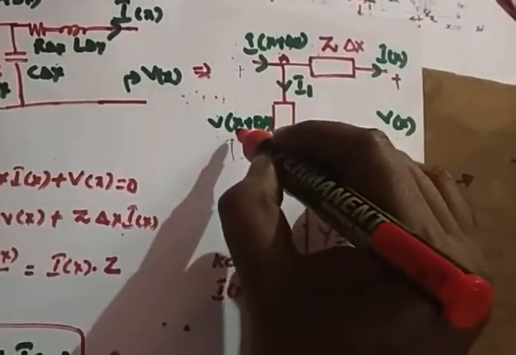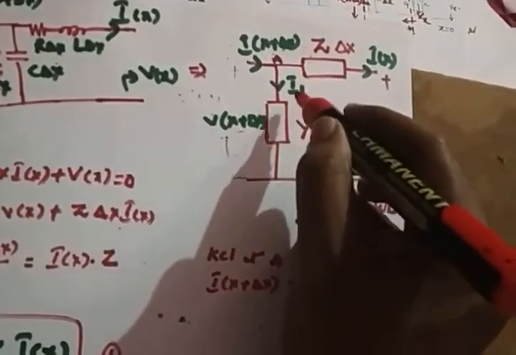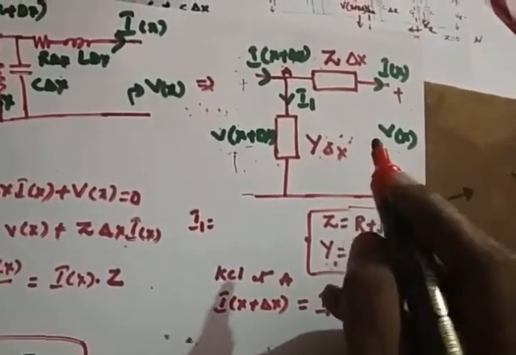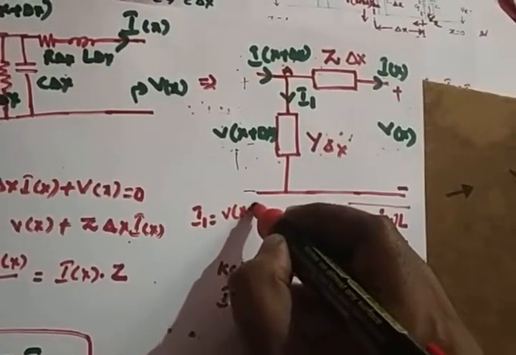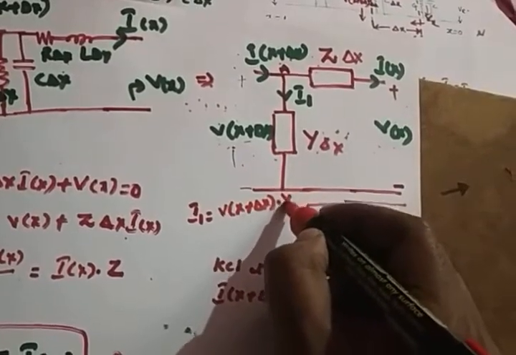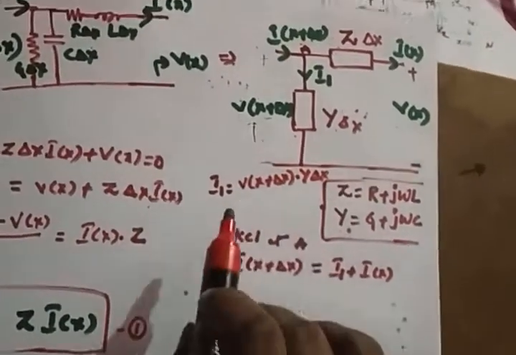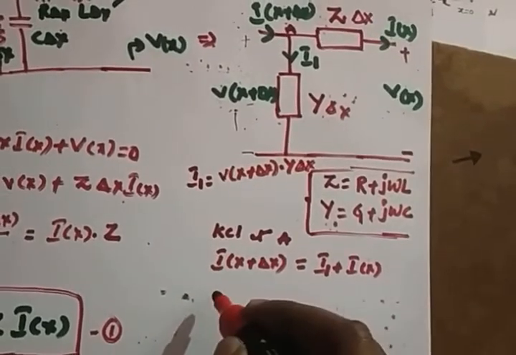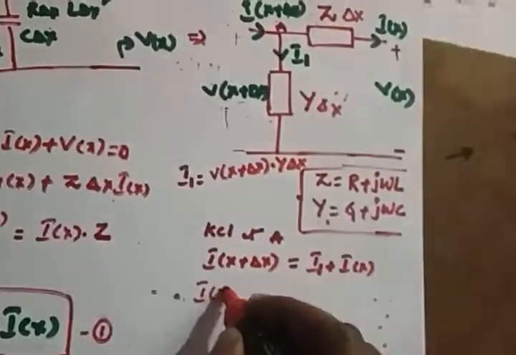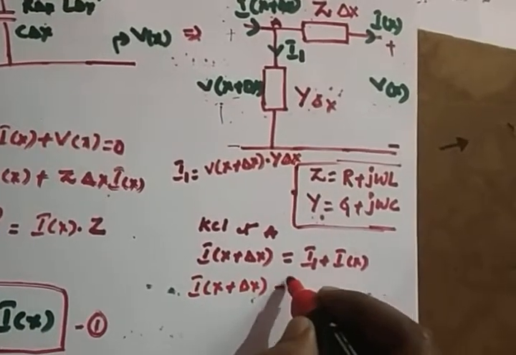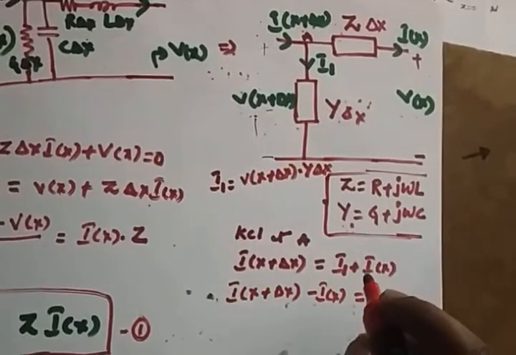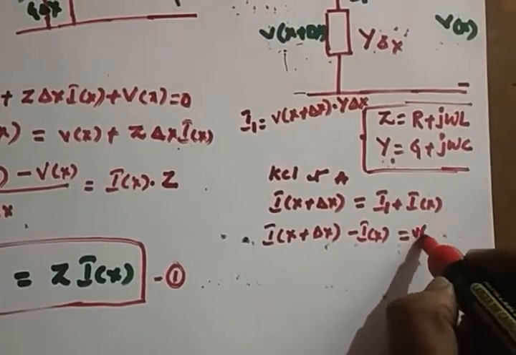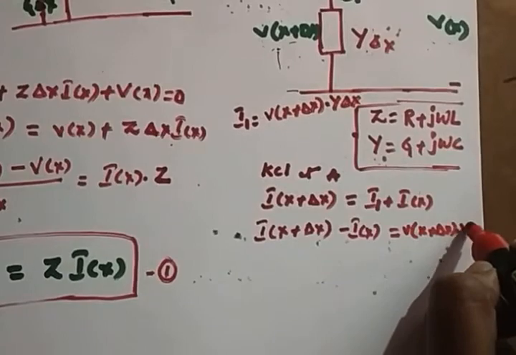What is I1? This is a voltage and this is an impedance. Voltage into admittance we can call a current. So I1 is equal to V of x plus del x into y del x. Now substitute here: I of x plus del x minus I of x is equal to V of x plus del x into y del x.